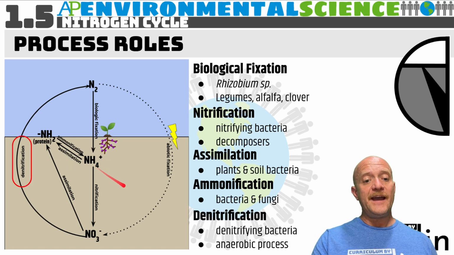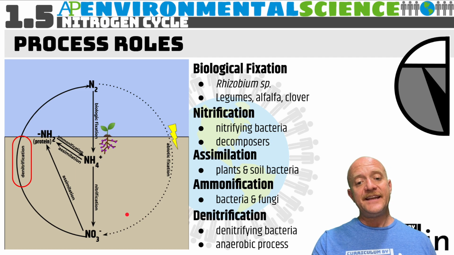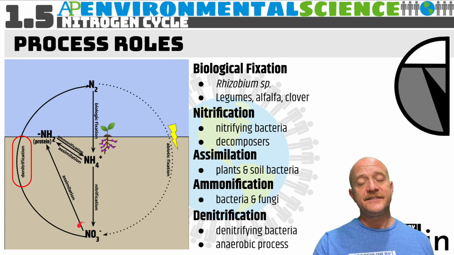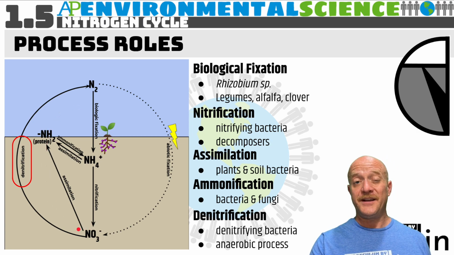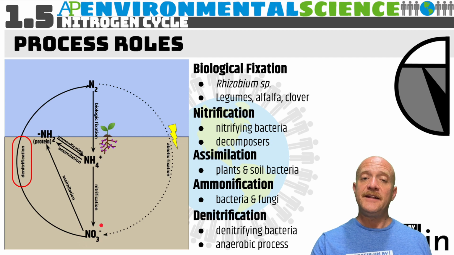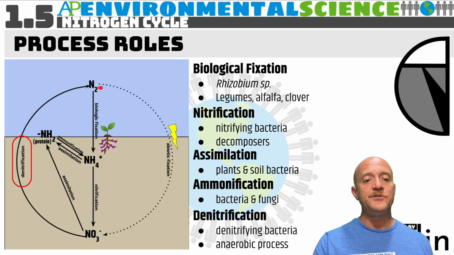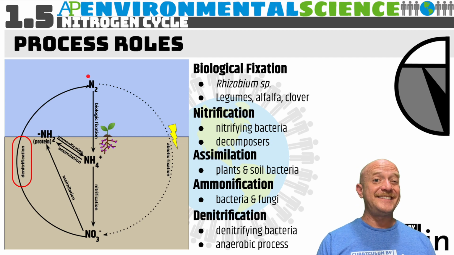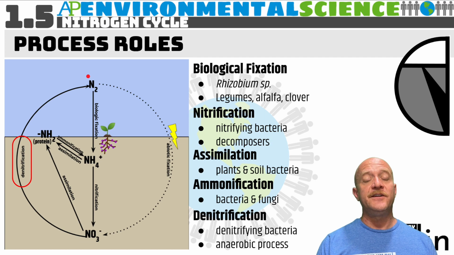And then finally we have denitrification. And that takes place with the action of denitrifying bacteria. And it's an anaerobic process. In other words, there is no oxygen present, but the nitrate in the soil is being converted into atmospheric nitrogen. N2 is a very stable form. It is a molecule, and it is atmospheric nitrogen. Most of the atmosphere, in fact, 78% of the atmosphere is composed of nitrogen.